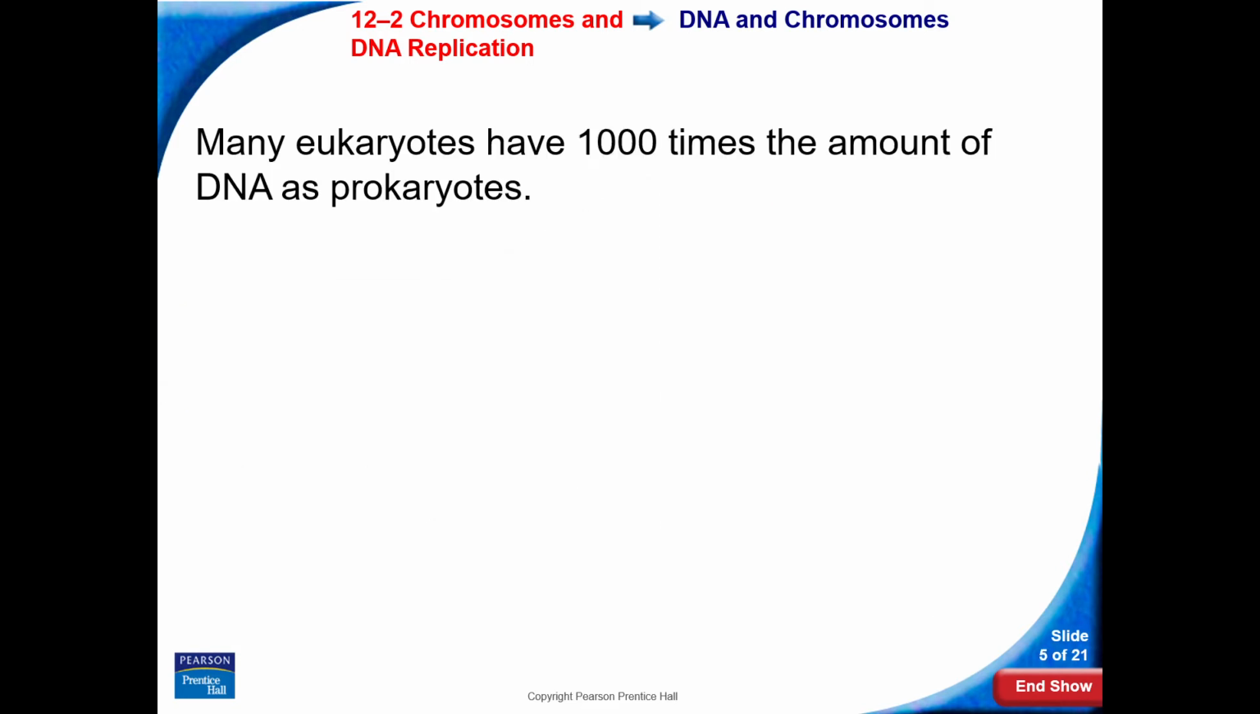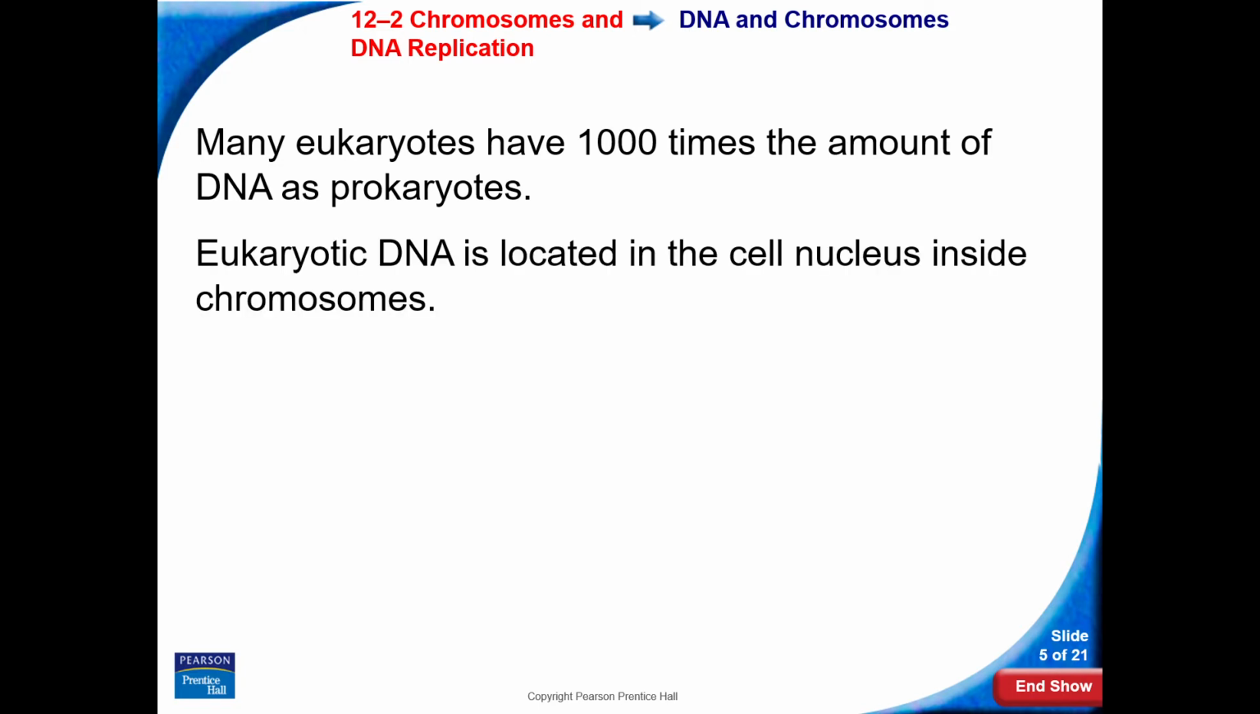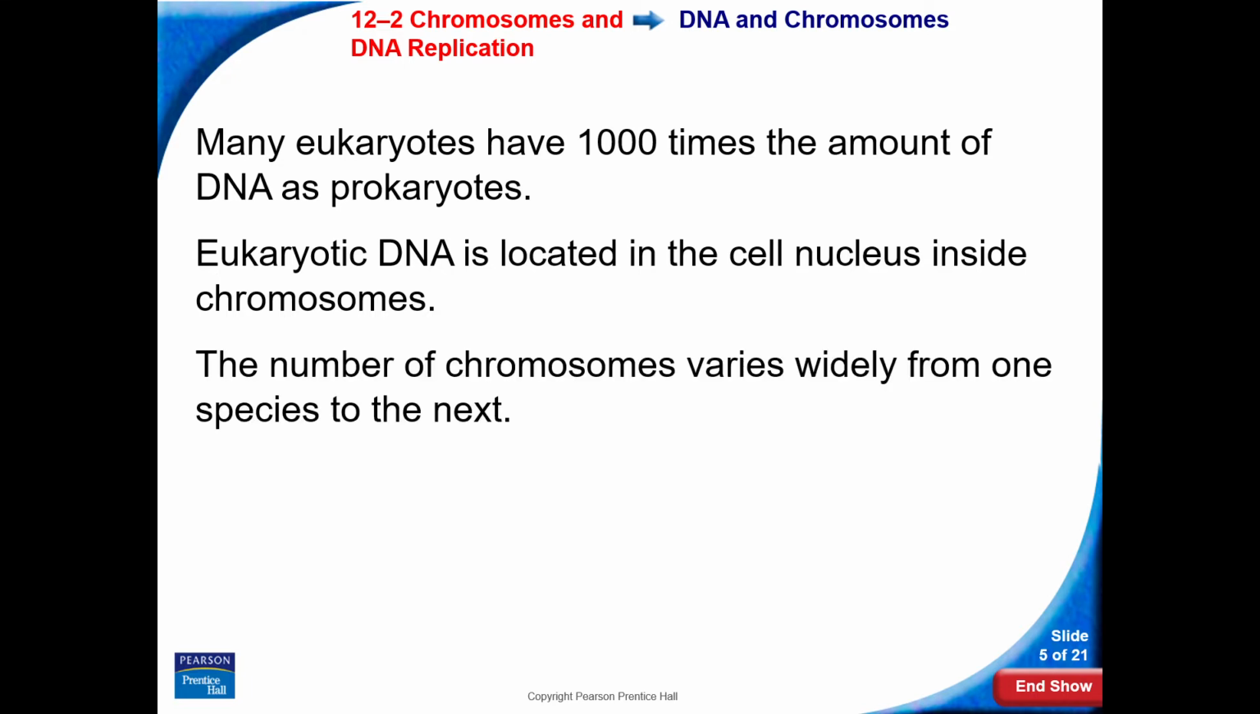But in eukaryotic cells, you have obviously a lot more DNA because of the complexity. As the book says, 1,000 times more DNA than prokaryotes have, because there's just a ton of extra things to deal with in a eukaryotic cell as opposed to a prokaryotic. Eukaryotic DNA is located in the cell's nucleus. It's going to be basically located on the chromosomes themselves.